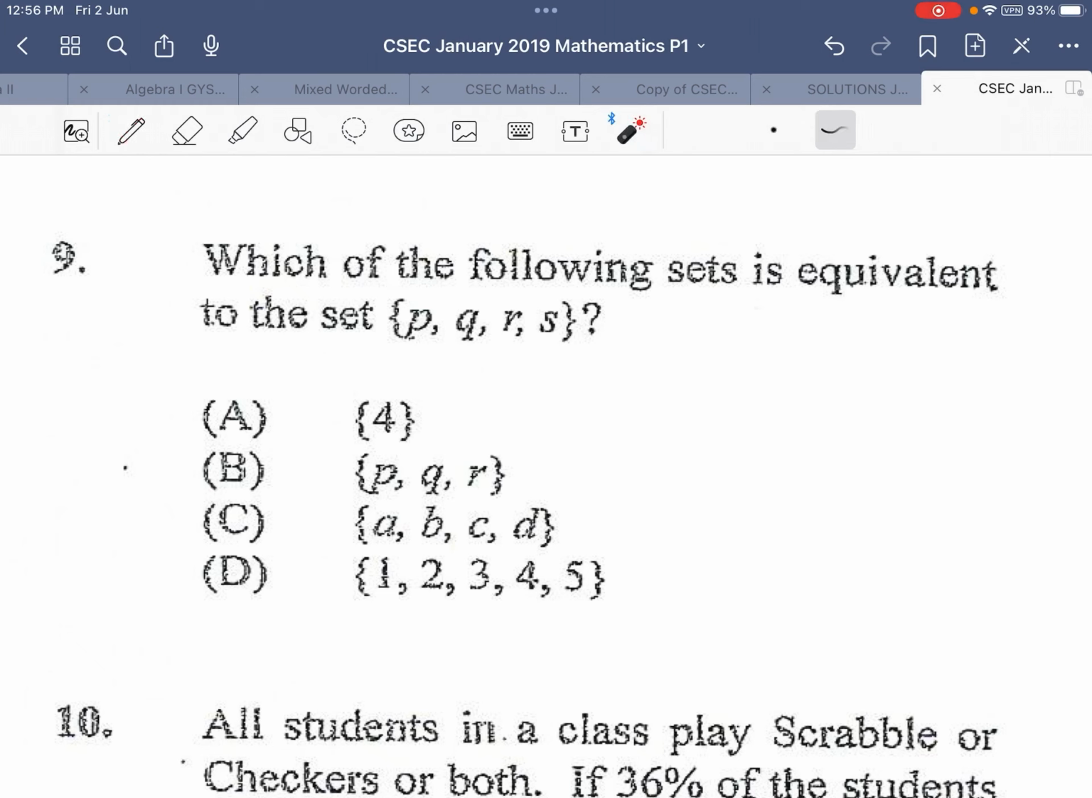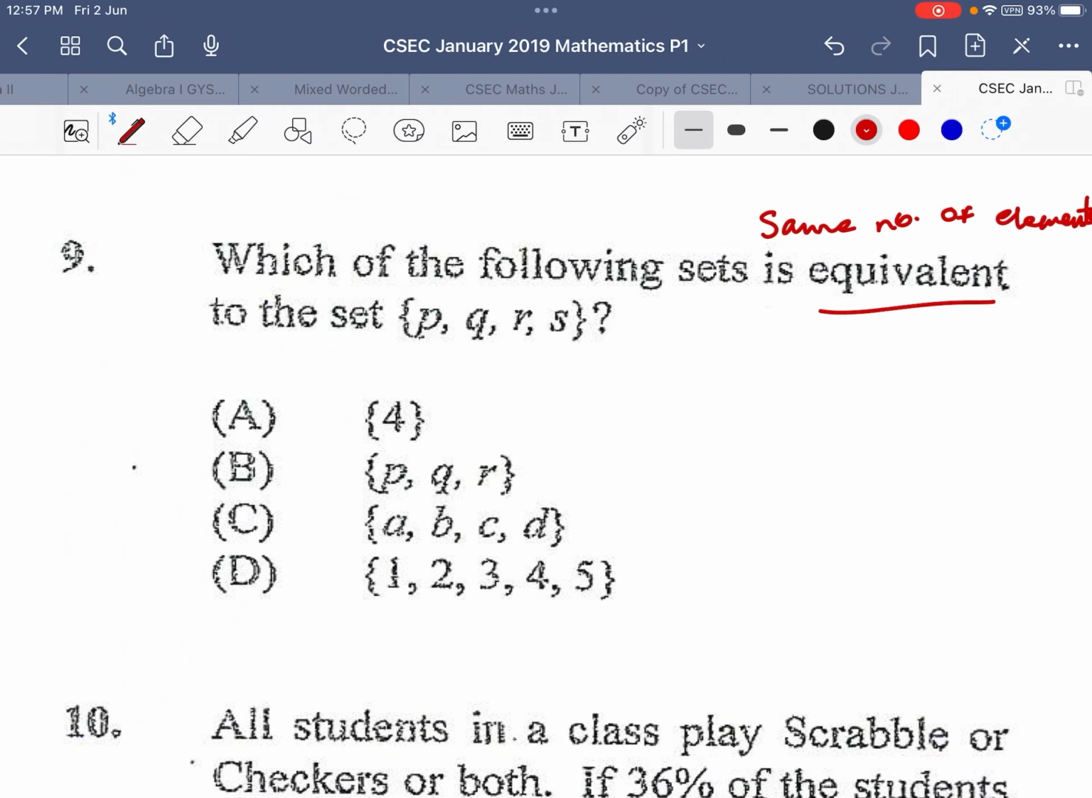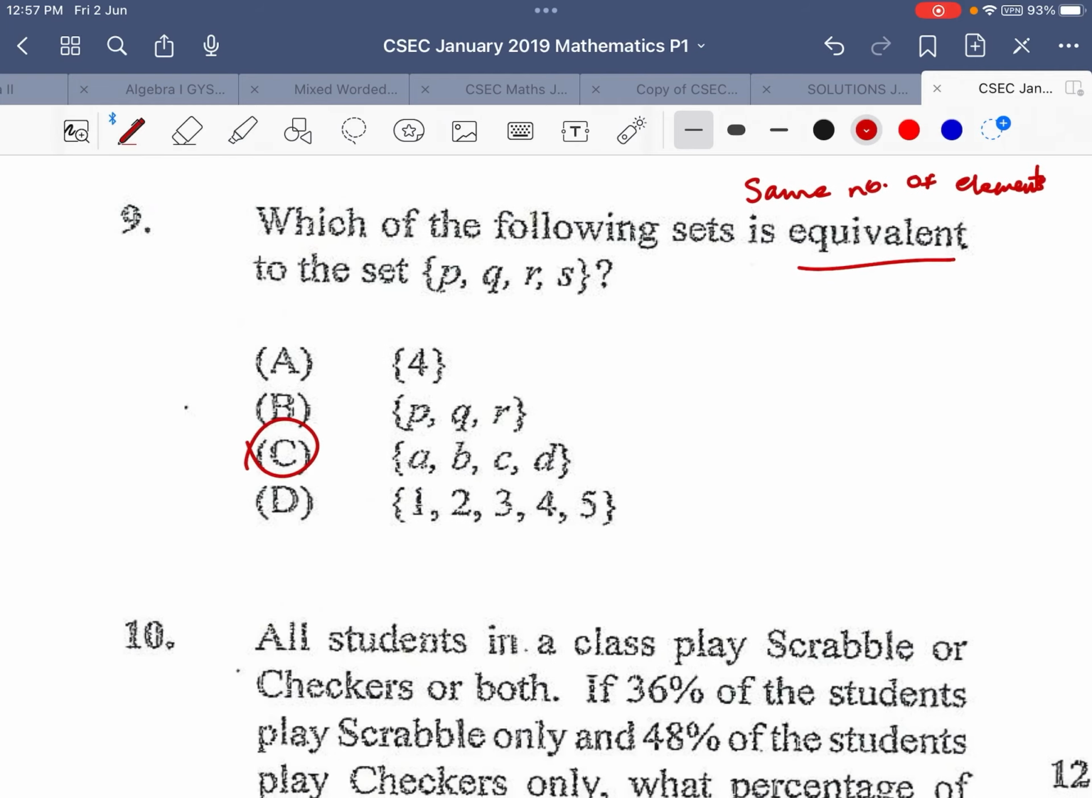For number 9, which of the following sets is equivalent to PQRS? So it's going to be a set that has the same number of elements. So equivalent sets have the same number of elements. So the set that is equivalent to PQRS is going to be C, A, B, C, D.